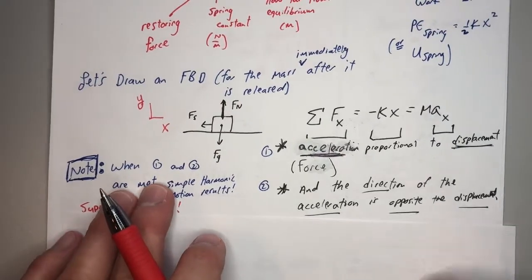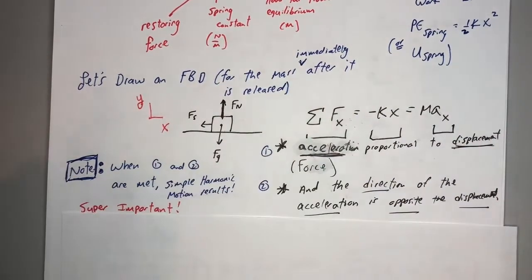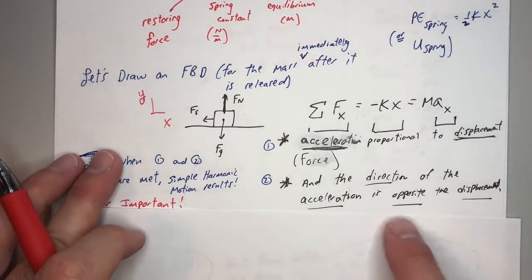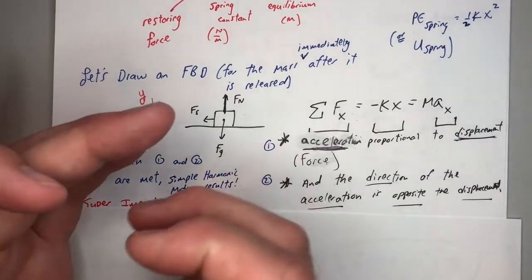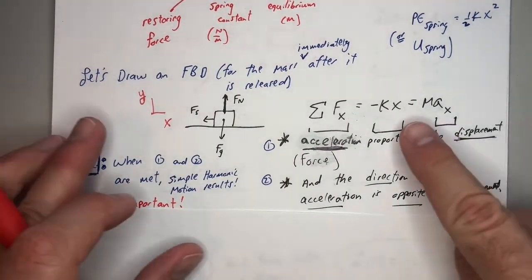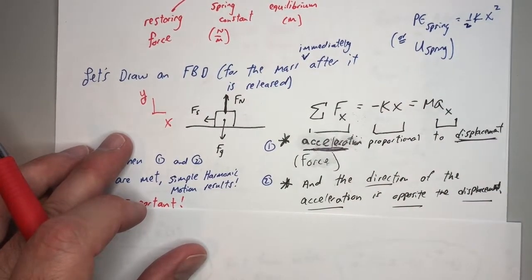So you're like, oh, if I pull it to the right, so it's displaced to the right, that thing wants to accelerate back to the left. So it's really important you put this down. The direction of acceleration is opposite of displacement. If I compress it to the left, it wants to accelerate to the right because that'd be a negative value for x. If you compressed it, negative times a negative makes it a positive acceleration.